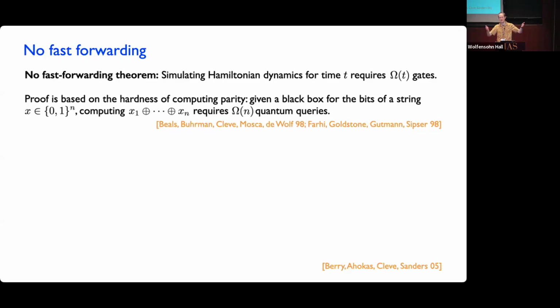Classically, if you want to know the parity of a bunch of bits, you have to know all the bits, right? If you don't know the last bit, it can change the parity. And so if you don't know all the bits, of course, you don't know what the parity is. In fact, even with a quantum computer, you basically need to query all of the bits. Well, actually only half the bits for a reason that's kind of interesting, but definitely you need a number of queries that's linear in the number of bits. So you can prove that. If you have black box access to the bits of this string, then computing the parity of all of those bits needs a number of queries that's linear in the number of bits. This has been known for a long time.